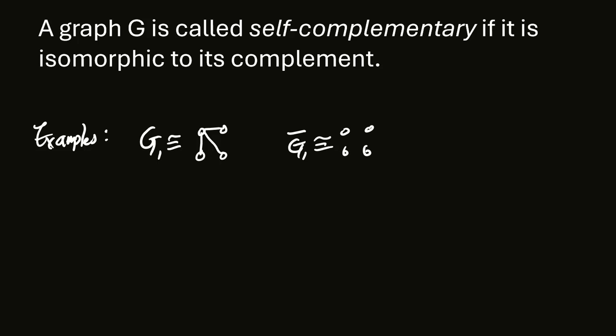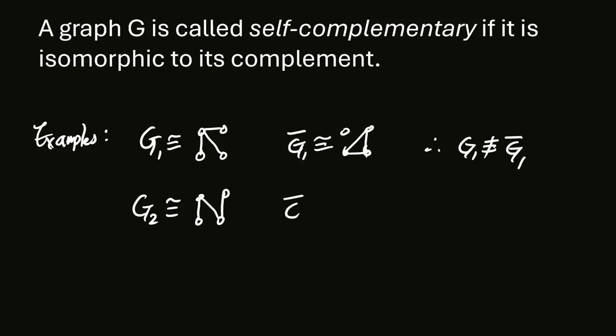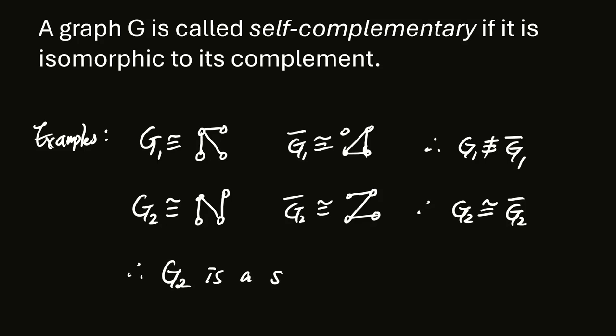That means there is a one-to-one correspondence between the vertices of G and its complement, which preserves adjacency. Let's look at two examples. First, consider the graph G1. Its complement, which we write as G1 bar, is not isomorphic to G1. So G1 is not self-complementary. Now look at G2. This graph is isomorphic to another graph called N, and its complement, G2 bar, is isomorphic to a graph Z. Since G2 is isomorphic to its complement, we say that G2 is a self-complementary graph.